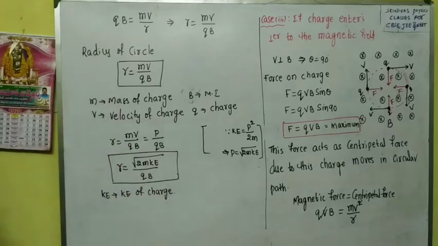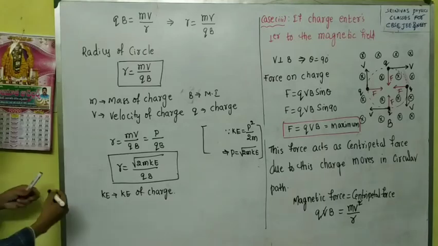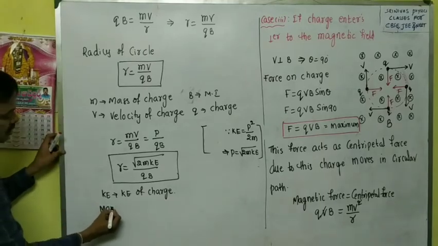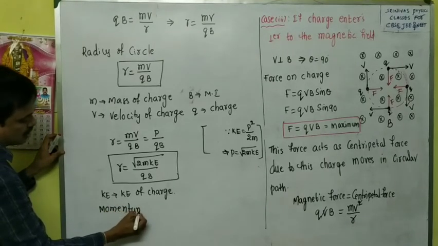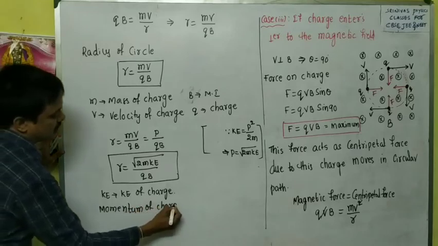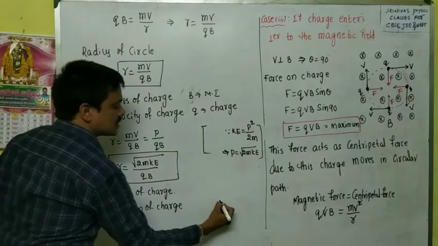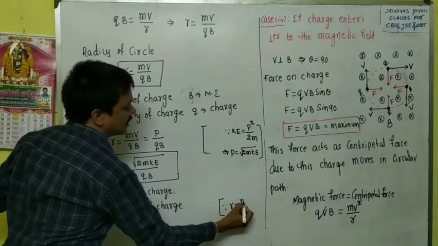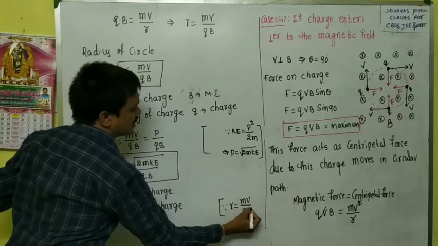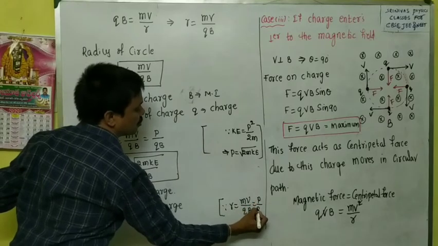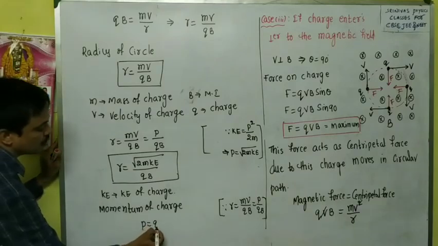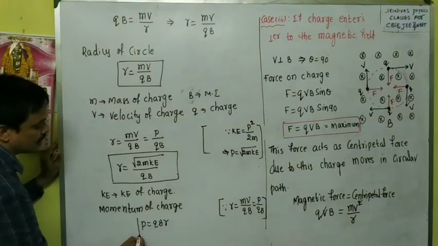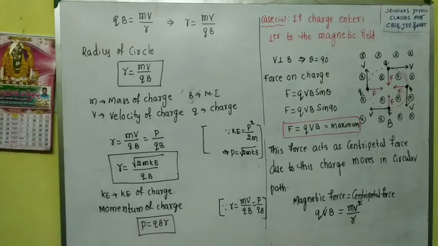And next, I am going to derive the momentum formula. Momentum of charge, what will you get? We already know the radius formula we derived here: r is equal to mv by qb, which is p by qb. Then the momentum formula is qbr.